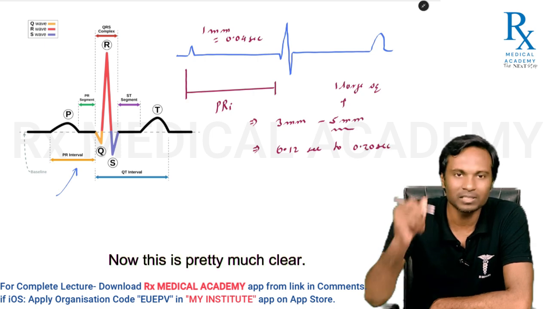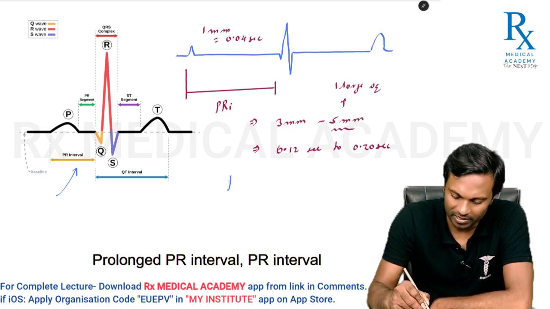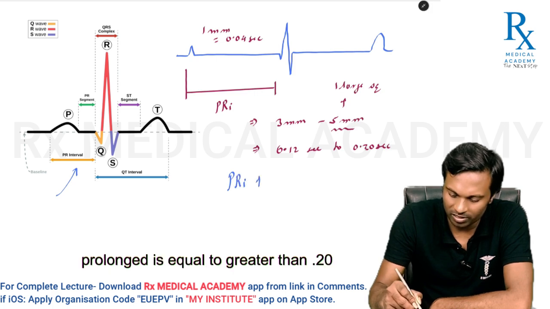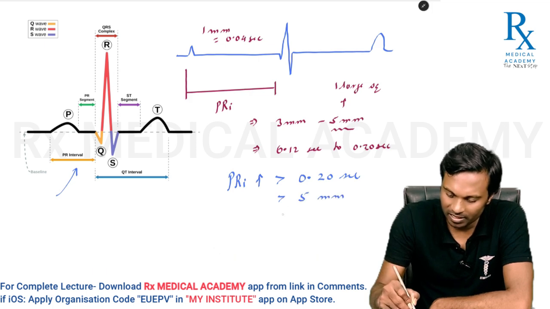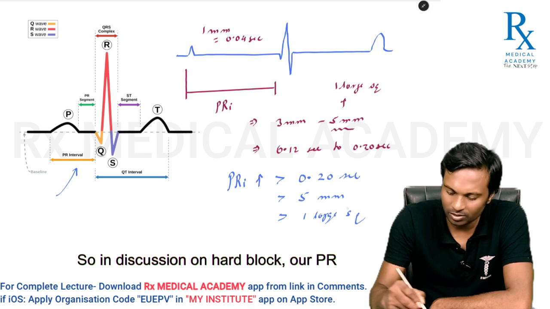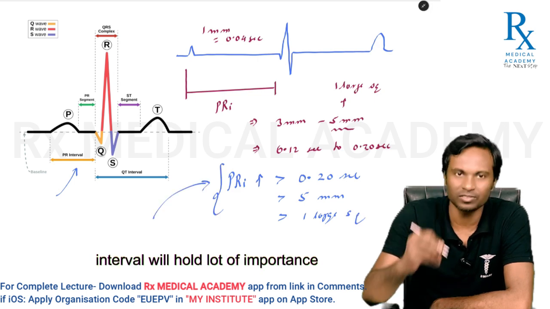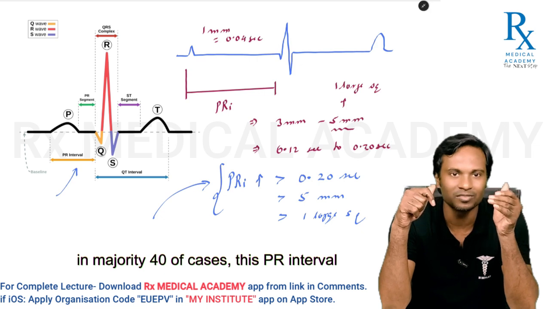Now this is pretty much clear. What is prolonged PR interval? Prolonged PR interval is greater than 0.20 seconds, which is greater than 5 millimeters, which is greater than 1 large square. So in the discussion on heart block, our PR interval will hold a lot of importance. In the majority of cases, this PR interval will be increased.